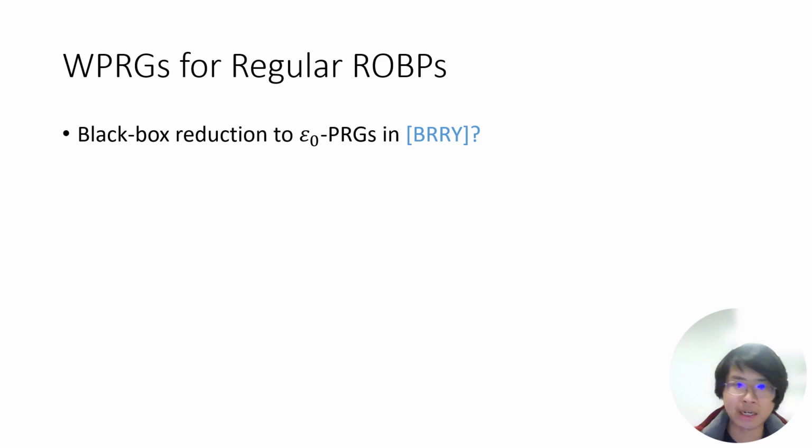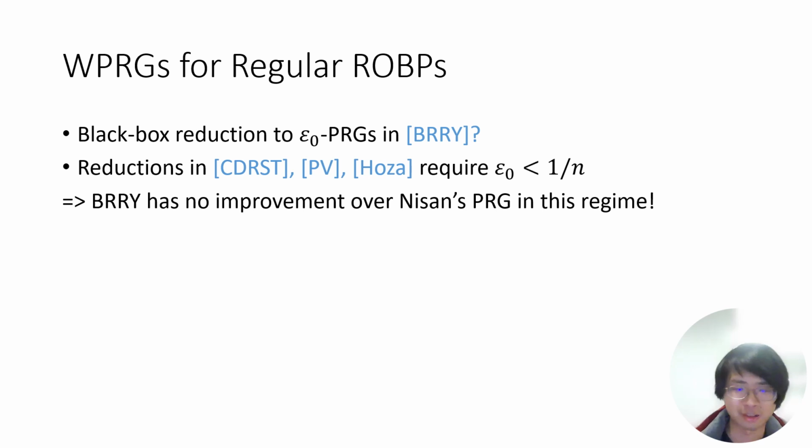So given the really nice PRG for regular branching programs, it's natural to ask whether we can also get a better weighted PRG for regular branching programs by just taking the base case to be the PRG in BRRY. And it seems quite trivial, but it's actually not as trivial, because the reduction in previous work actually required the epsilon 0 to be less than 1 over n. And so in this regime, basically BRRY has no improvement over Nisan's PRG. So taking the base case to be the BRRY PRG does not mean we get any better weighted PRG over the general case.